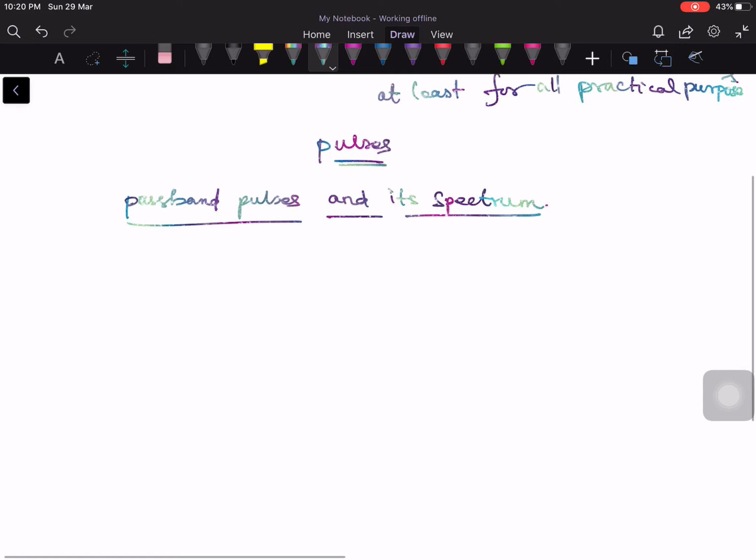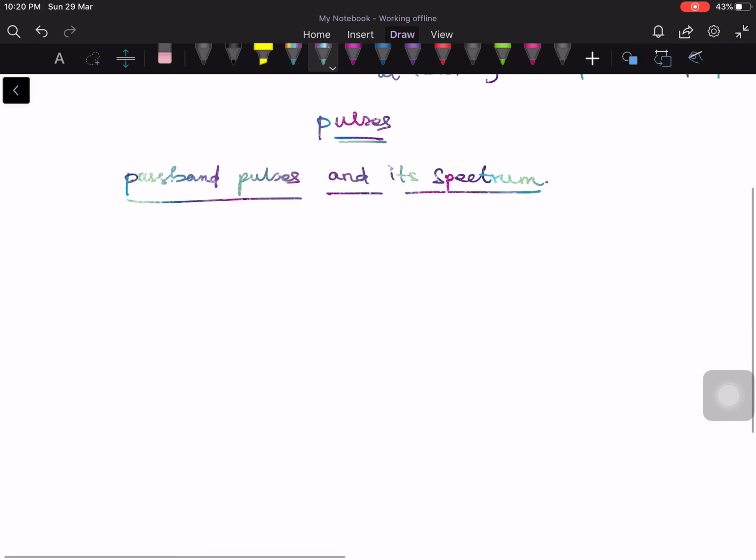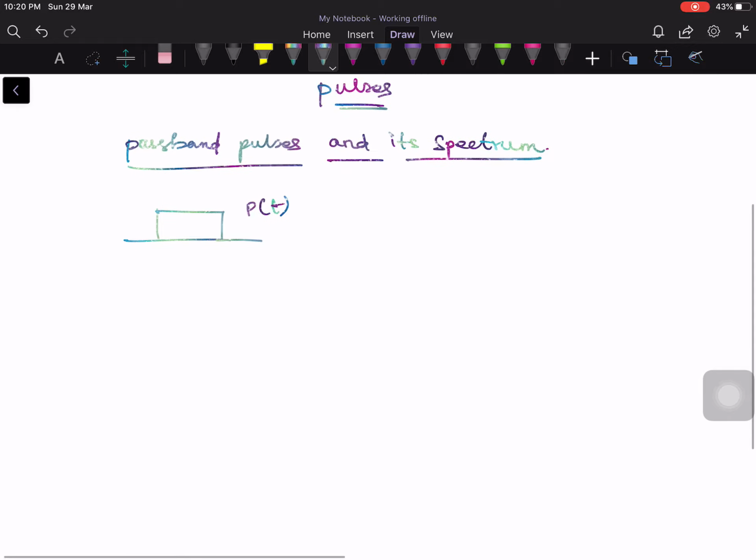So first of all, what will passband pulses look like? You know how baseband pulses look like. In baseband digital modulation schemes, we have taken rectangular pulses. Let me call this p of t. Just take an example. This is an example of a rectangular pulse. So similarly, what will a corresponding passband pulse look like?